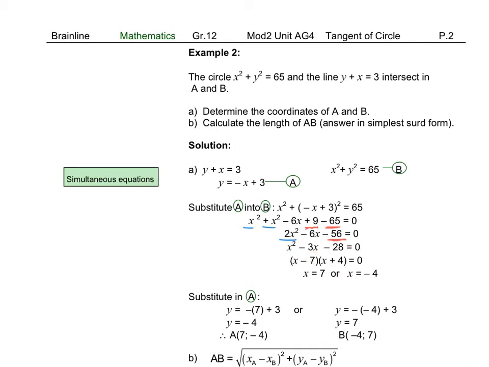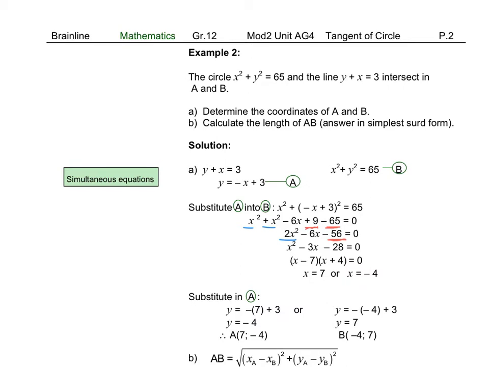To solve x, I have to take each bracket and set it equal to 0 separately. So if I take my x minus 7 and set it equal to 0, the minus 7 will go to the right hand side and become a positive 7. Therefore, x is equal to 7. If I take my bracket x plus 4 and set it equal to 0, the plus 4 taken to the right hand side becomes minus 4, and therefore x is equal to minus 4.